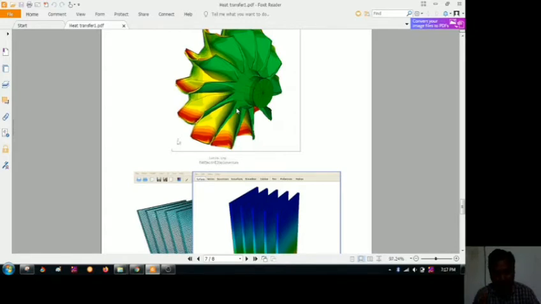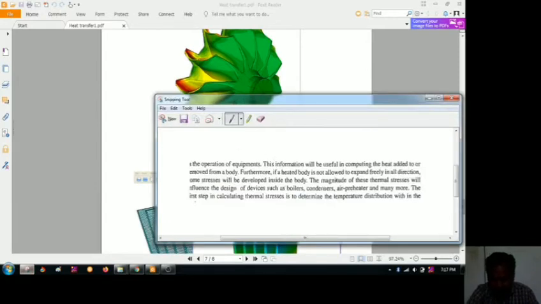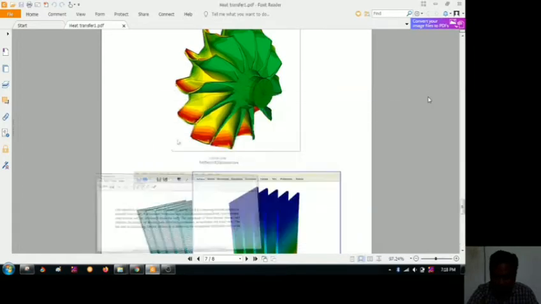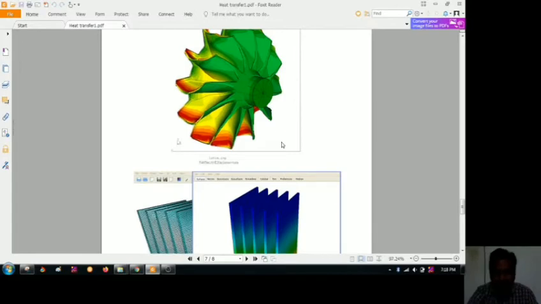At the same time, when you see materials which are actively working, when they are exposed to a thermal environment, there may be a chance of damage to the part. I'll read one topic here: if the heat in a body is not allowed to expand freely in all directions, some stresses will be developed inside the body, and this will harm the entire structure itself. The entire body will collapse.